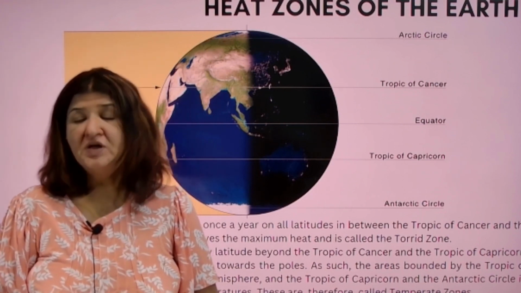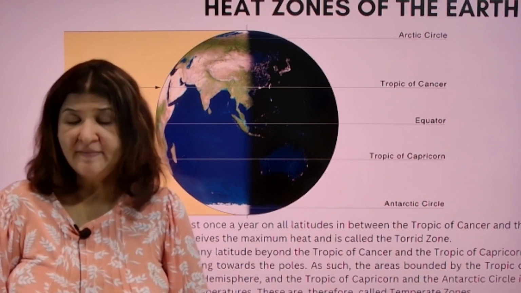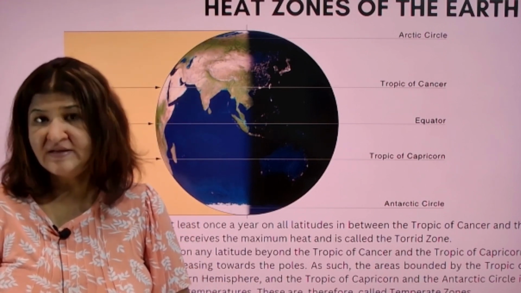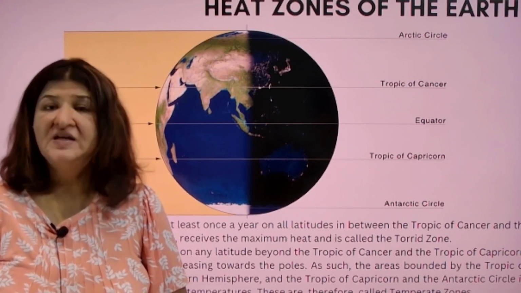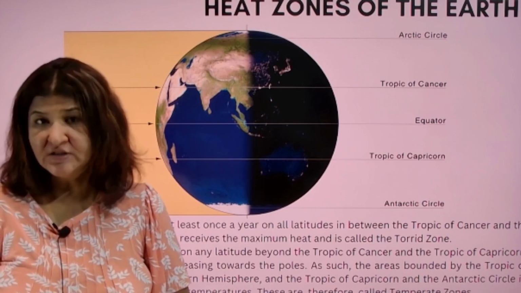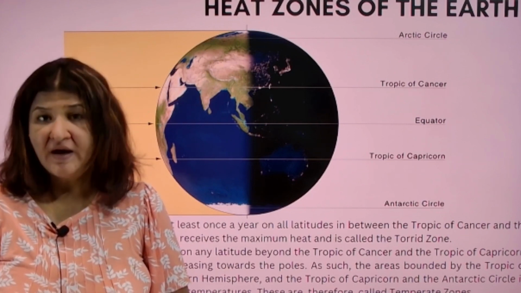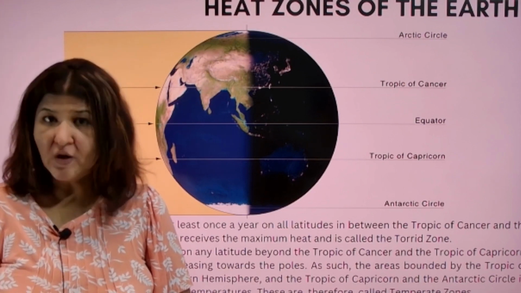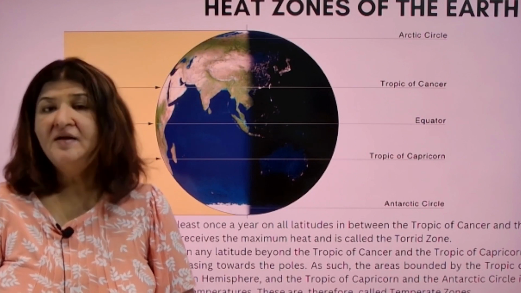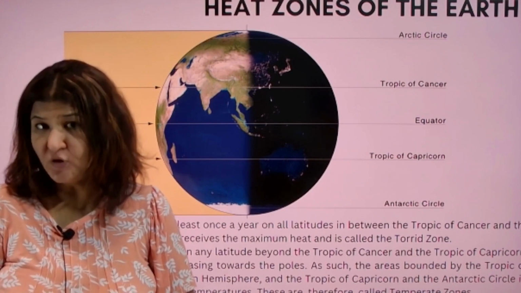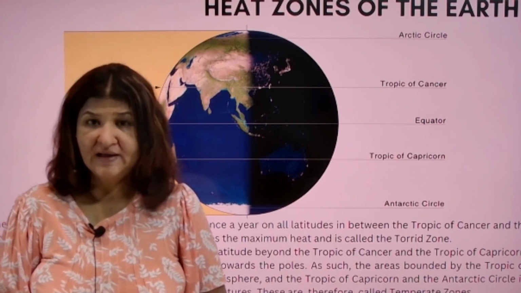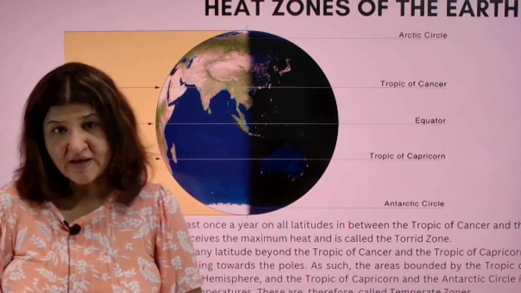And when we go to the southern hemisphere, again 23.5 degree southern latitude will have more heat. It is called the torrid zone. At 66.5 degree southern latitude, we are talking about the Antarctic Circle. It will also have a temperate climate, and it is known as the temperate zone. And the south pole, which is at 90 degree, will have very cold climatic conditions, and it is known as the frigid zone.